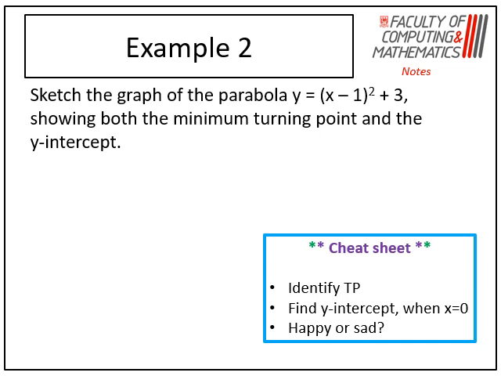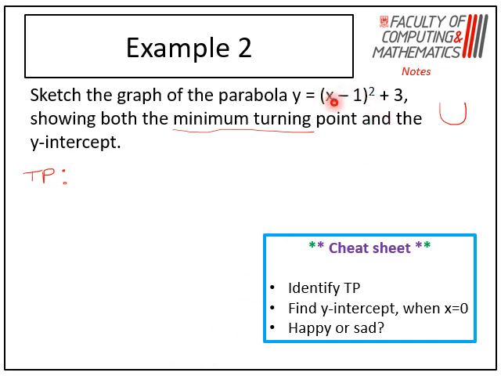Okay, so I've given you a little cheat sheet on the bottom right hand corner. You want to identify the turning point, figure out the y-intercept, i.e. you've not gone along the corridor but you've gone up or down the stairs, and you want to determine whether or not it's a happy or a sad graph. Given that you're told it's a minimum turning point, you know that a minimum graph looks like that, so it has to be a happy graph that we're looking at.